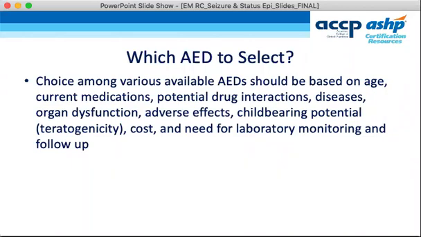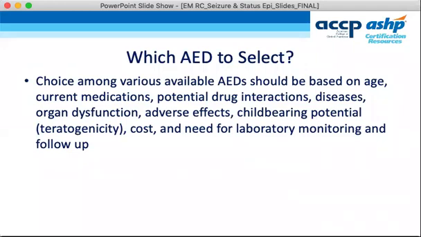Which agent should we select? So the guidelines that I mentioned do not give recommendations on specific agents. We have a variety of anti-epileptic agents out there that we can select from. Some of this may depend on institutional formulary, the patient's age, concurrent medications and assessing for drug interactions, concomitant disease states, and organ dysfunction, adverse effects of the medications, childbearing potential.